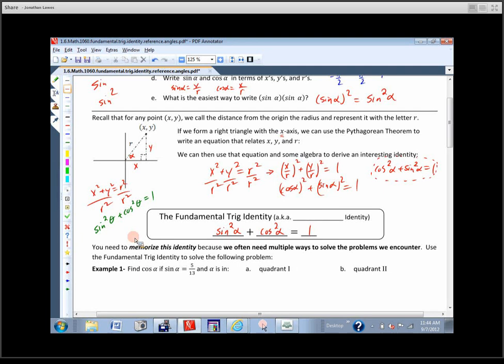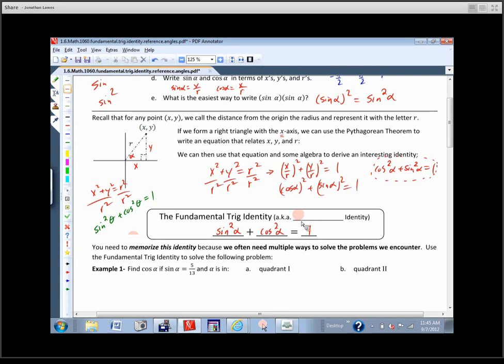Yeah. What do we use this for? Because it just equals 1. I'm going to show you. Funny you should ask. Okay. This is called the fundamental trig identity. That's what this particular author calls it. Does anybody have a different name for it?